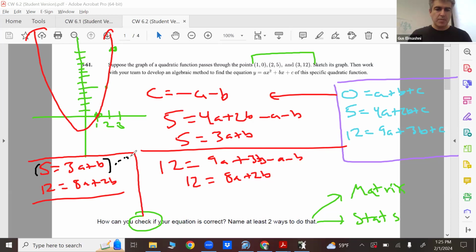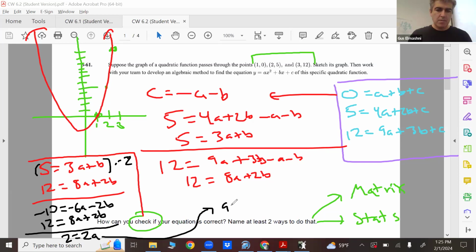Times negative 2. So negative 10 equals negative 6a minus 2b. 12 equals 8a plus 2b. So 2 equals 2a. A equals 1. If a equals 1, b equals 2. Just plug in either one. And if a equals 1, b equals 2, c has to equal negative 3.